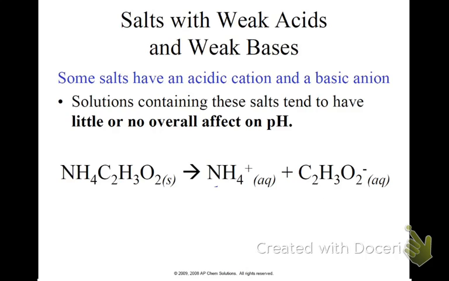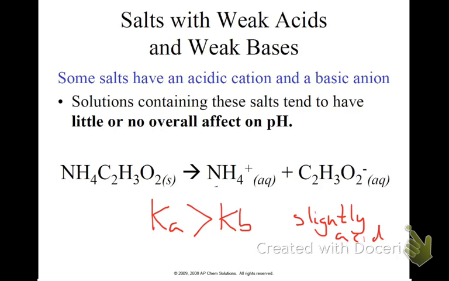And in order to really figure out what the pH is going to do, you have to look at the Ka and Kb values. If the Ka is greater than the Kb, that means the solution will be slightly acidic. But if, on the other hand, the Kb is larger than the Ka, that means the solution will not be slightly acidic, it'll be slightly basic.